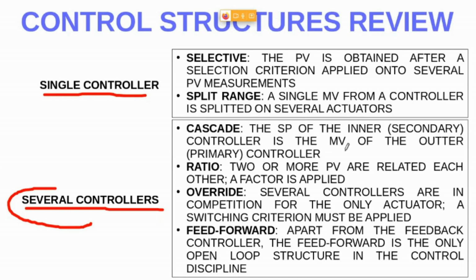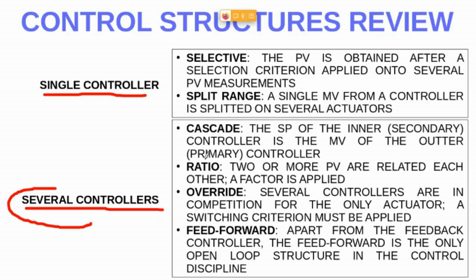So you mainly control the primary variable, right? But this control is assisted by an inner control loop, an inner feedback control loop, and the manipulated variable, the output of the outer controller, is the set point for the inner controller. We will see later some examples.